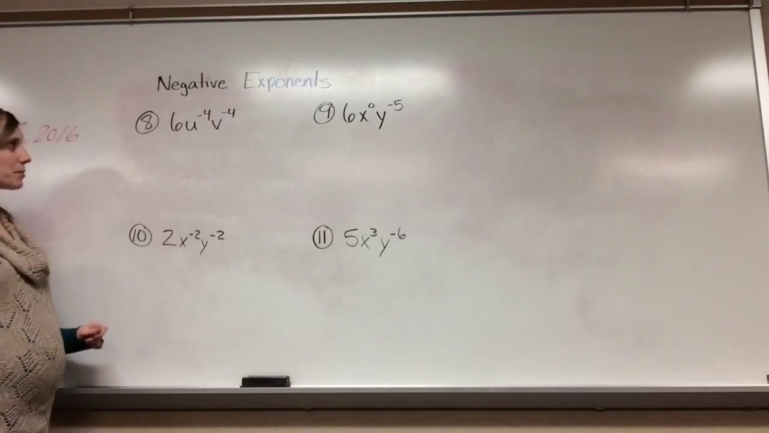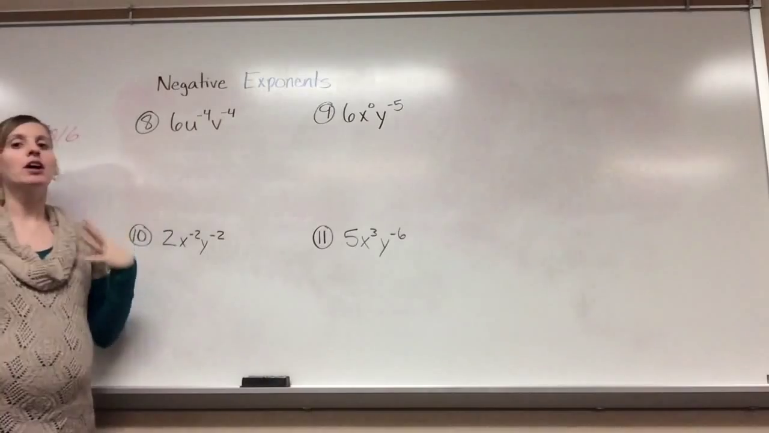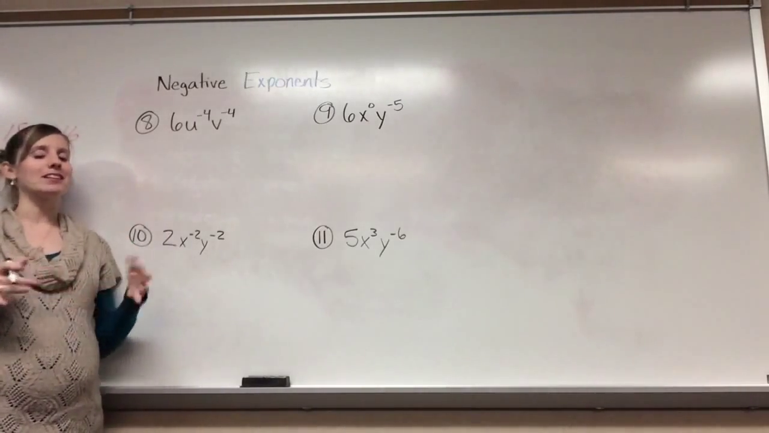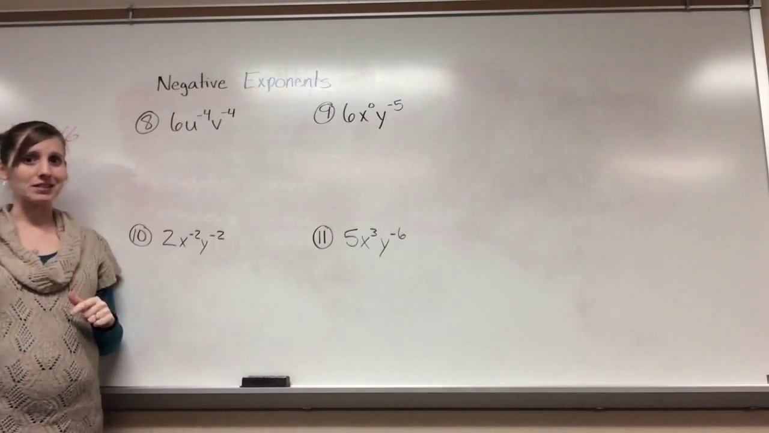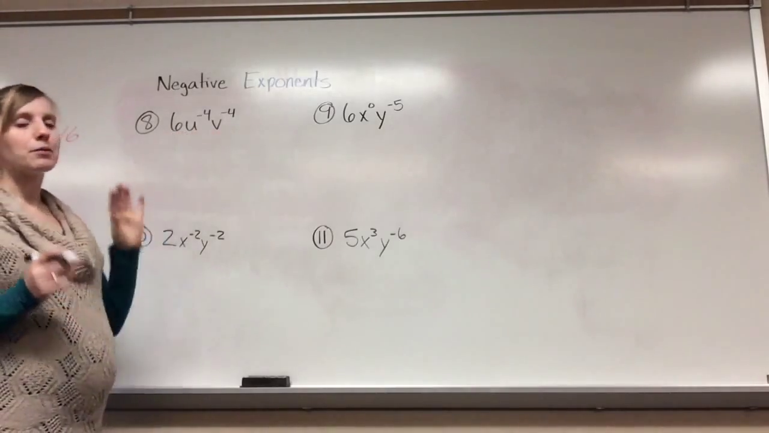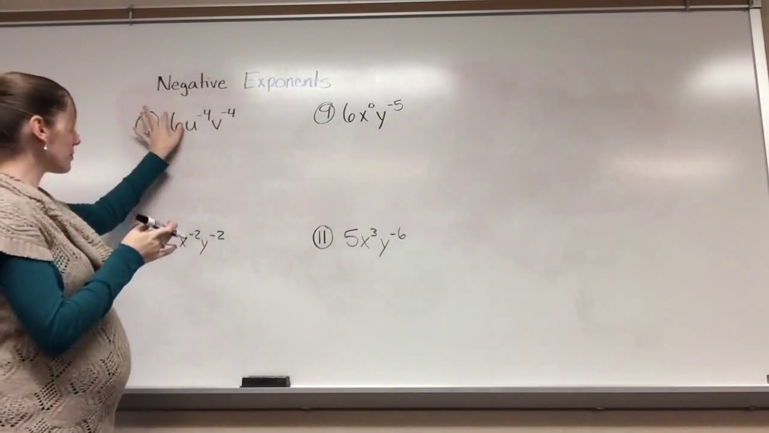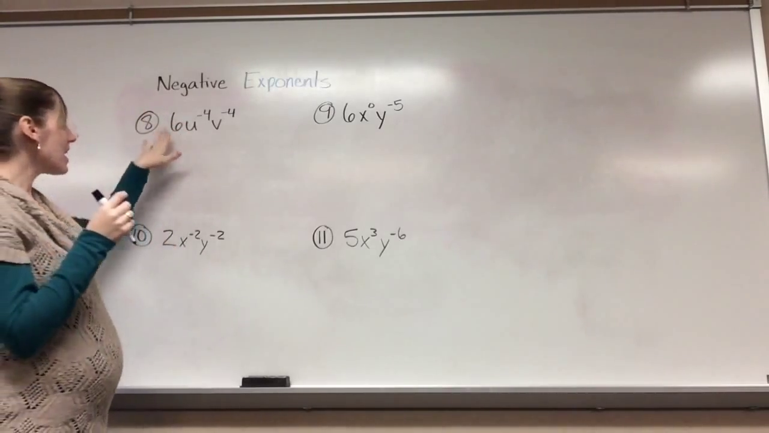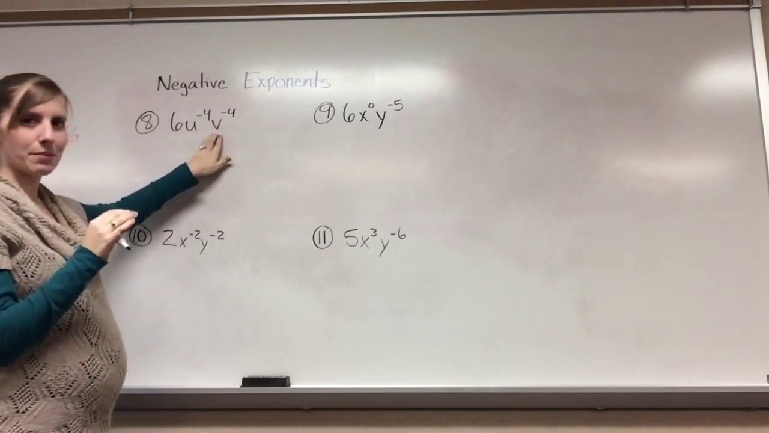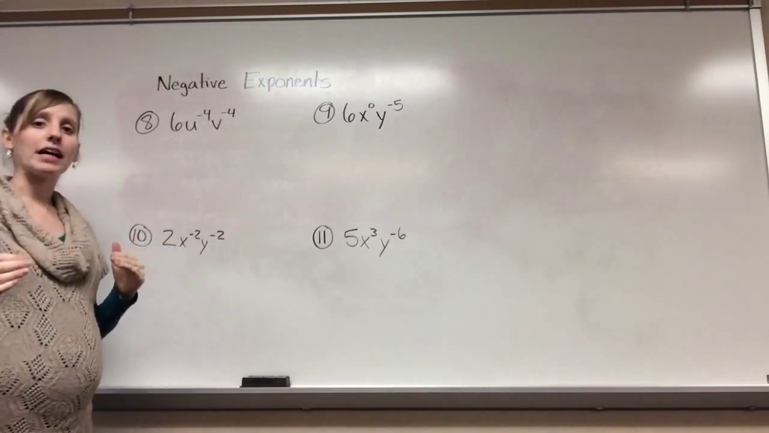Problem number 8 is a little bit different. We have 6u to the negative 4th, v to the negative 4th. We're now adding variables into the problem. Variables with exponents work the same way as numbers with exponents. Okay, the only thing here is that each part of my term I'm going to look at separately. Okay, so they all stand alone. We think of the number as being by itself. Okay, look at the u by itself, look at the v by itself. Okay, so look at them separately and figure out where they belong in the fraction.